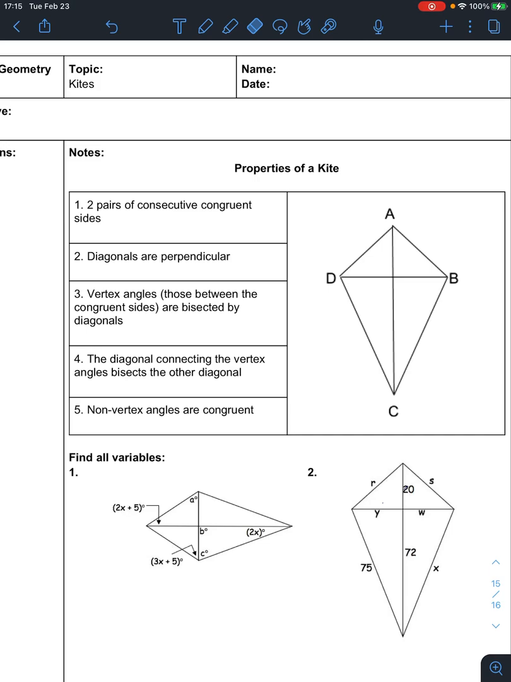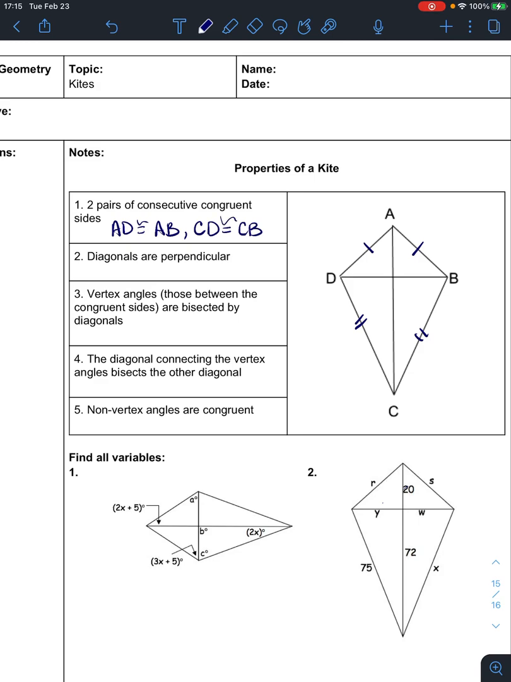So the properties that a kite does have, one of the properties is two pairs of consecutive congruent sides. What that means is that, for instance, consecutive means one right after the other. And so we have these two sides. AD would be congruent to AB. And then we would have CD and CB. So those are the other two consecutive congruent sides.